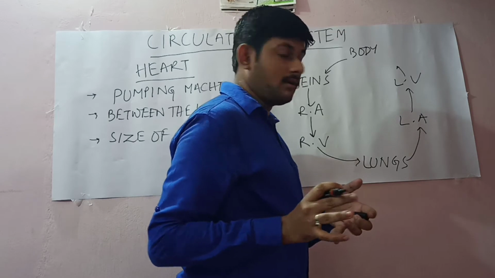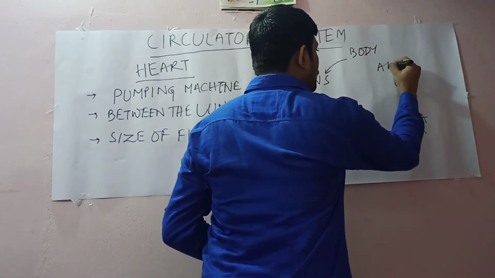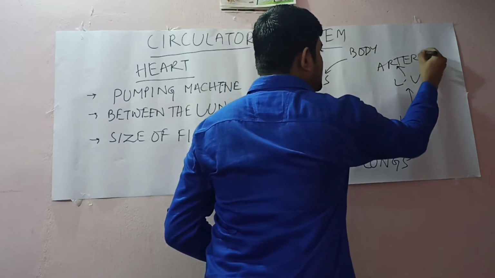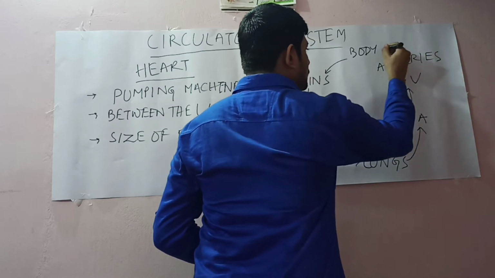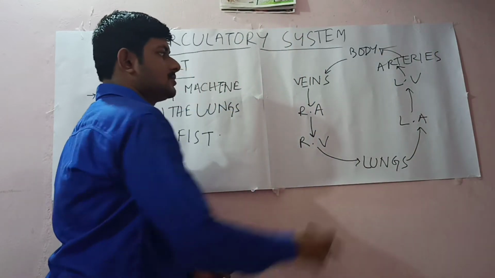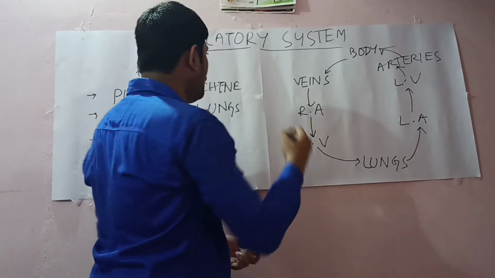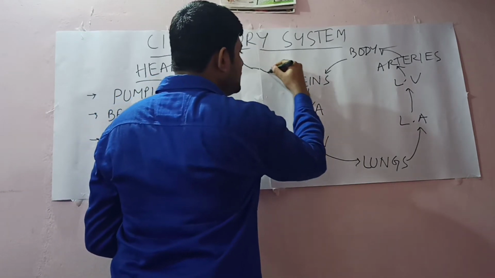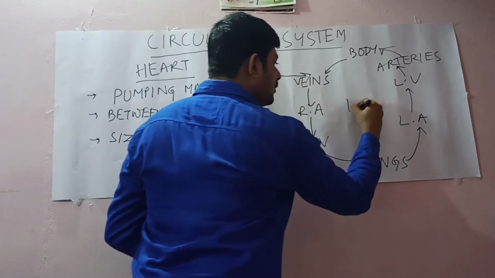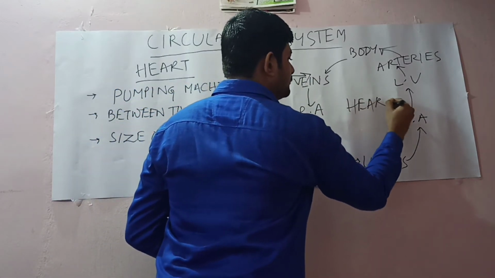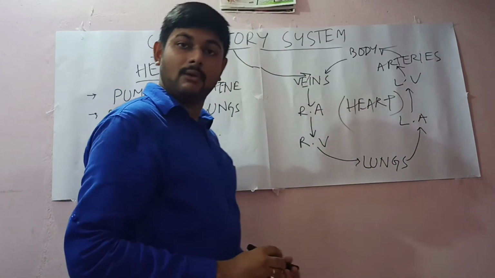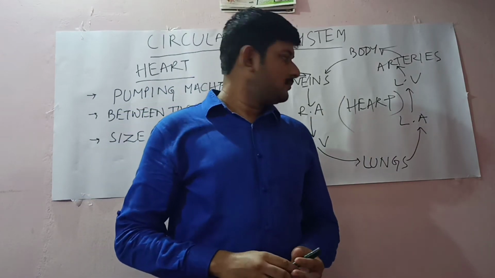Remember it, the oxygenated blood goes by arteries to every part of the body. So this is the cycle of circulation which happens in our body. We can call it the circulatory system in the heart. Okay, now we're clear about it.